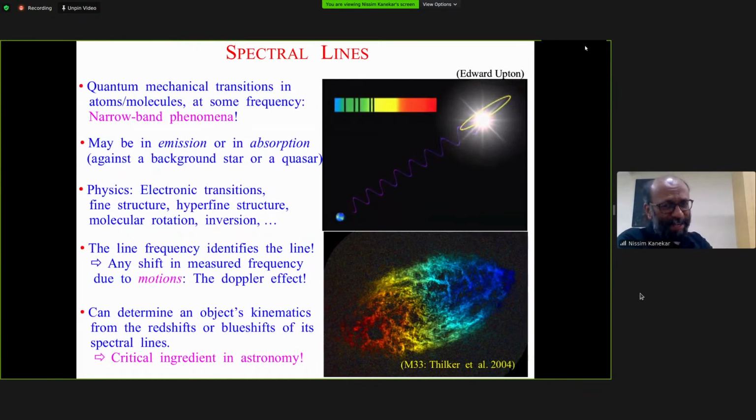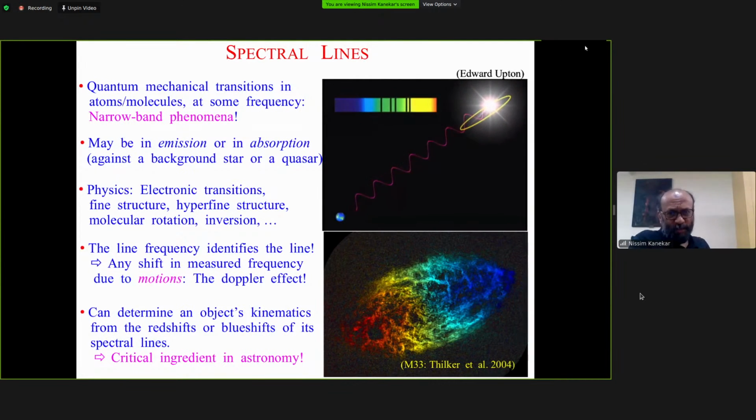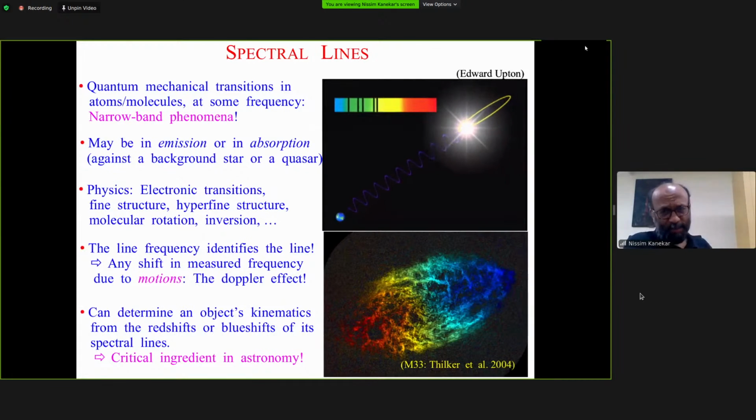So what are spectral lines and why do we care so much about them? Spectral lines are basically quantum mechanical transitions in atoms or molecules at some specific frequency. These happen because the atom or molecule has two possible energy levels, two in the simplest case, and it makes a transition from one level to the other. If it makes a transition from the upper energy level to the lower energy level, this is associated with the emission of a photon, and the line is in emission. On the other hand, there's a background source, and the atom or molecule absorbs radiation from the background source, causing the atom or molecule to transition from the lower level to the upper level. The line could be an absorption.